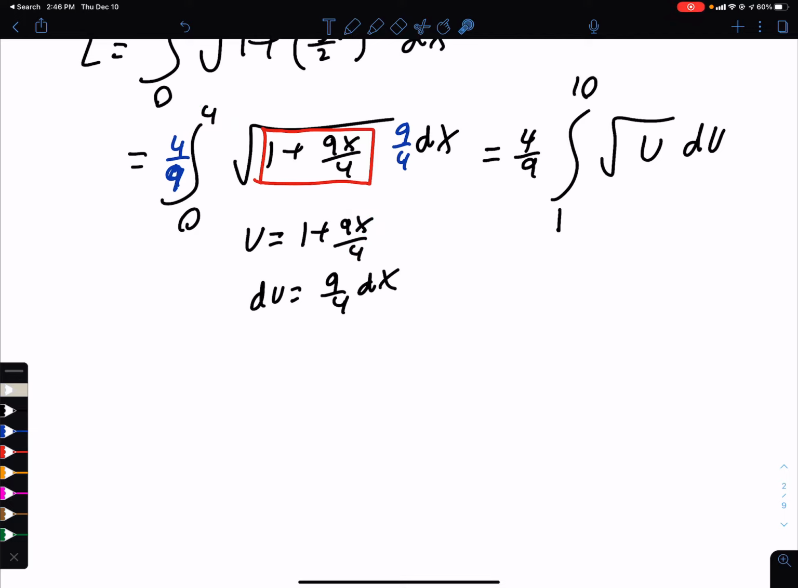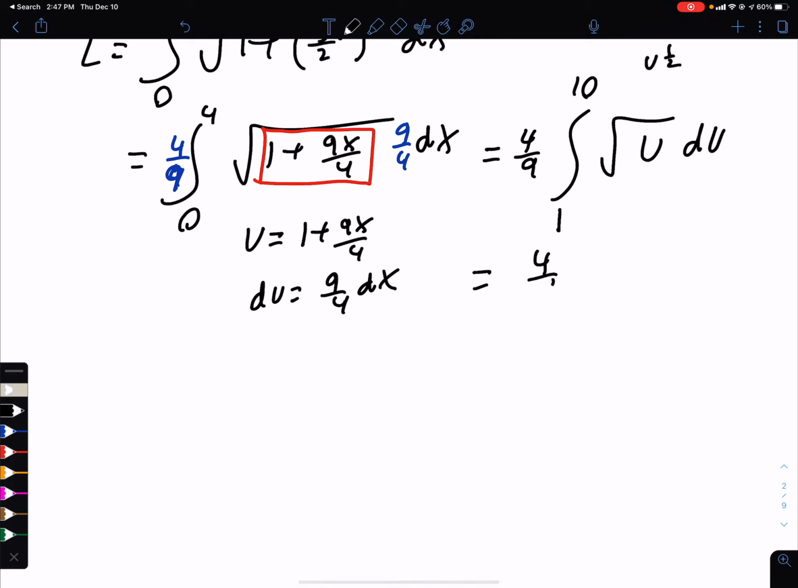So why do we need to change these? Because this tells us our variable is x. So that's our starting x and ending x. We have changed our variables to u's. So this needs to be a u and that needs to be a u. So we plug in this x to find the new u, and we plug in this x to find the new u. So we get that. Well, this is u to the 1/2.